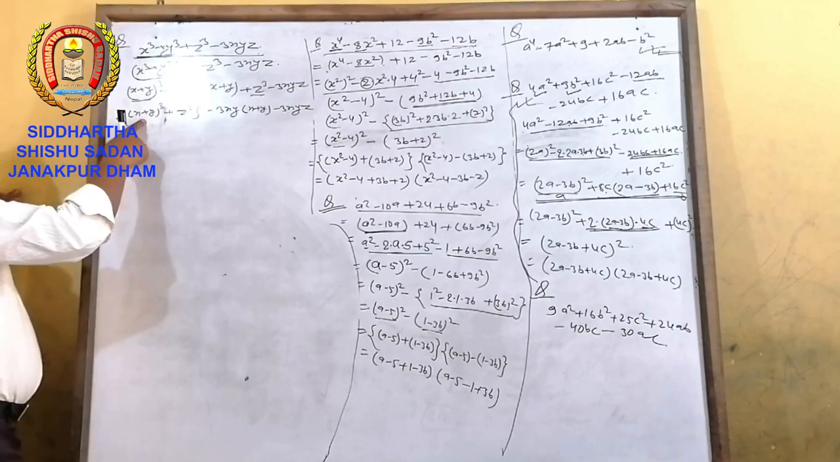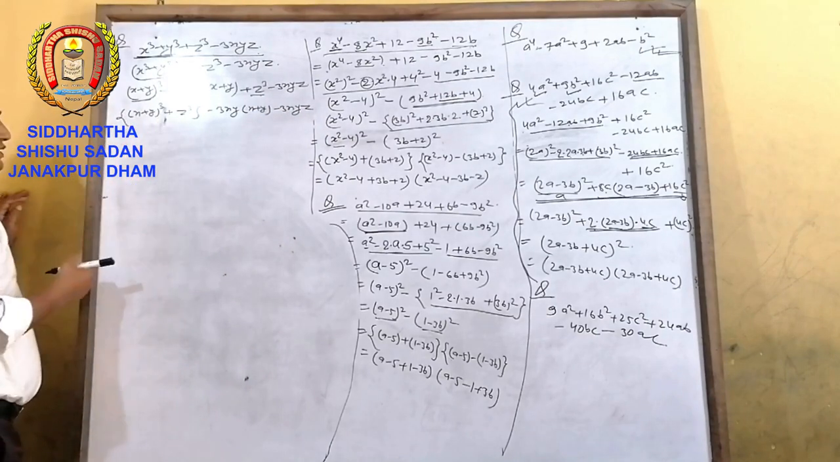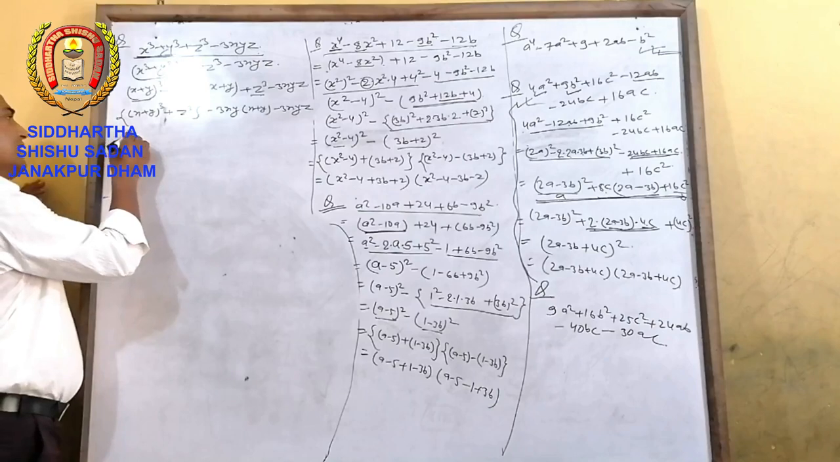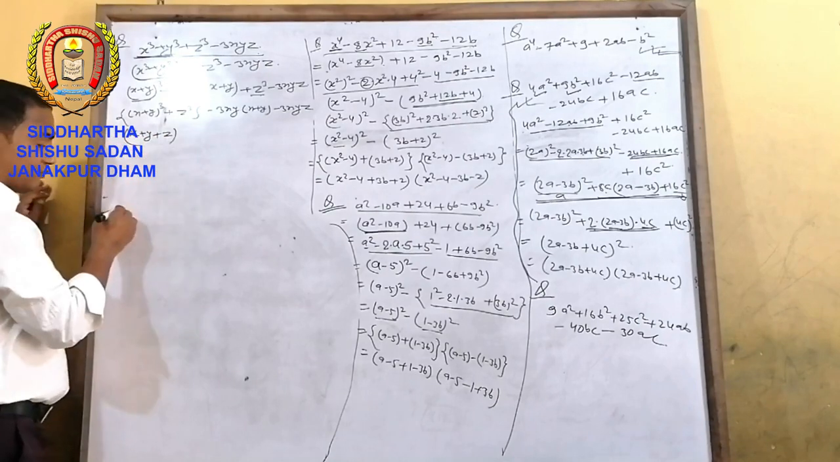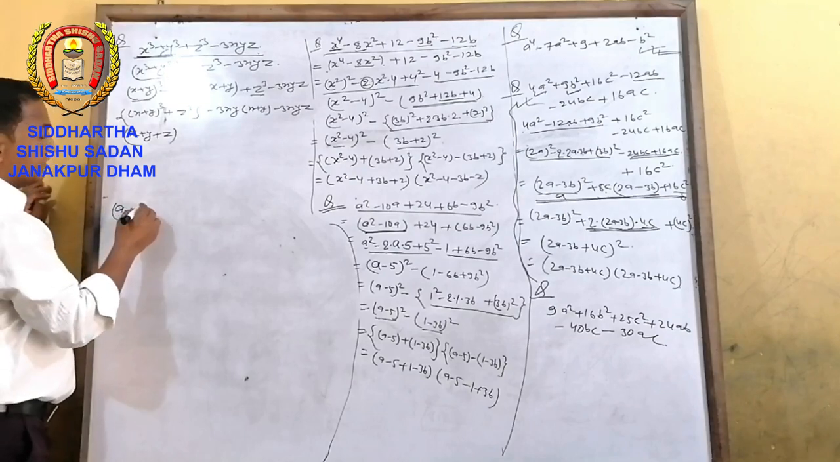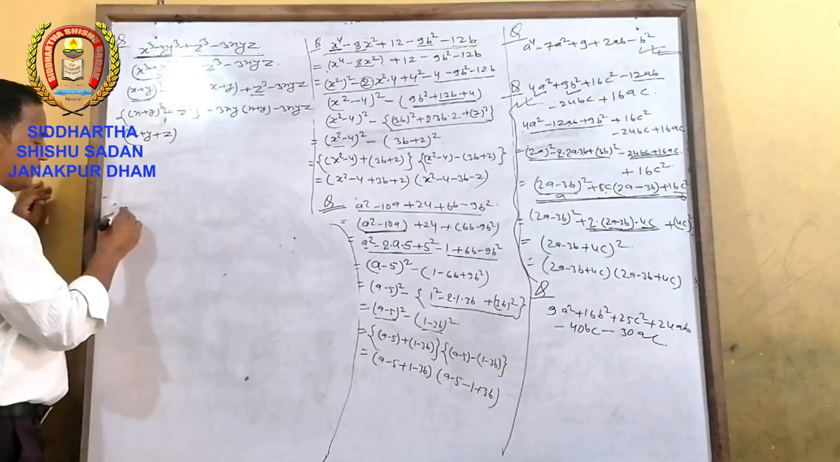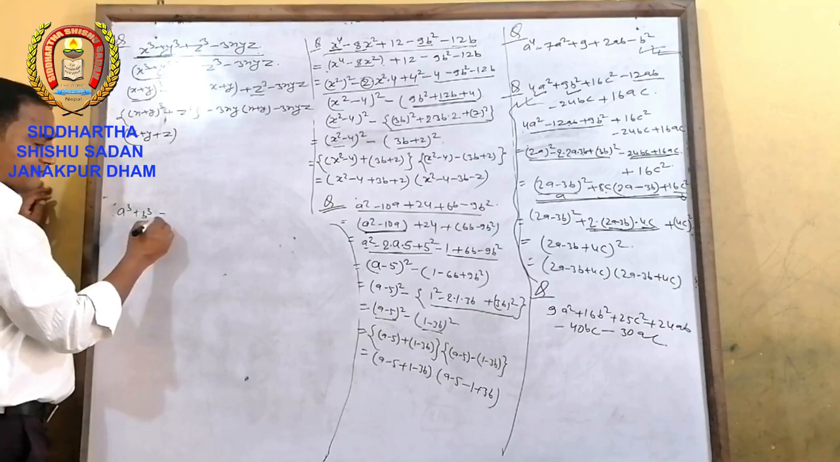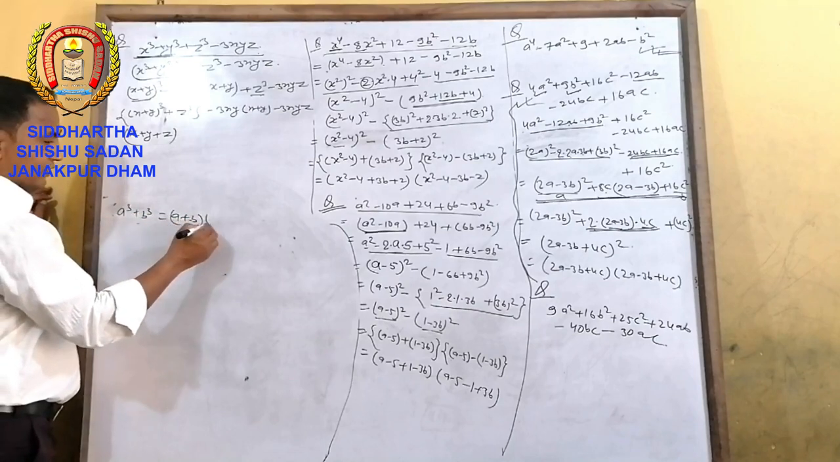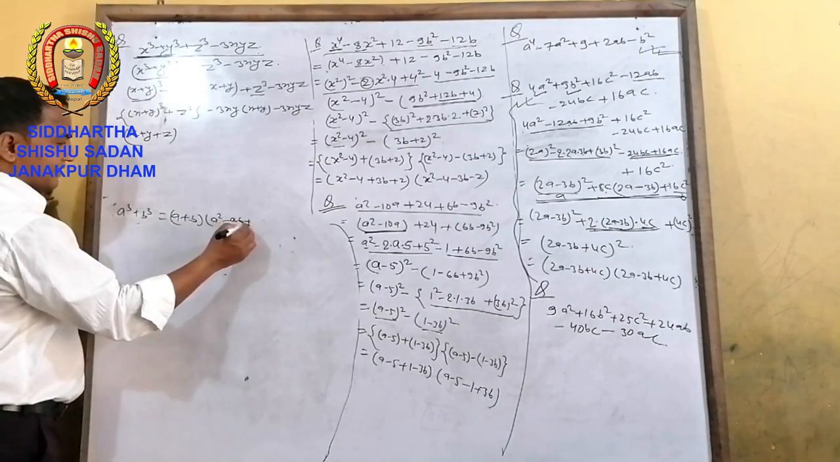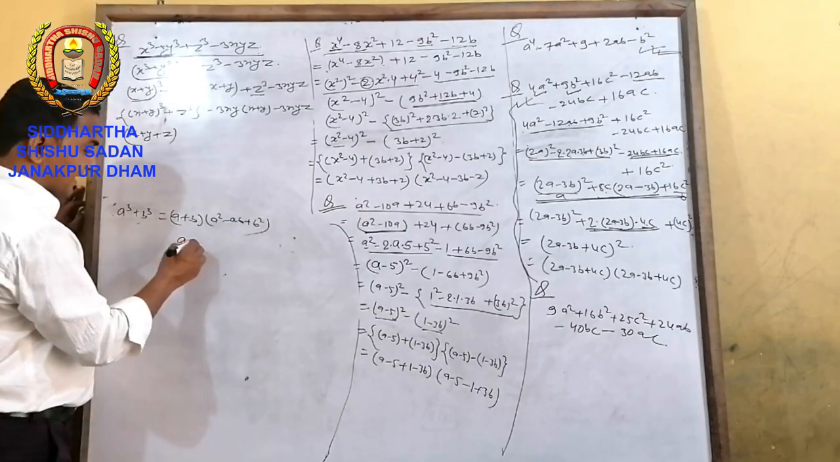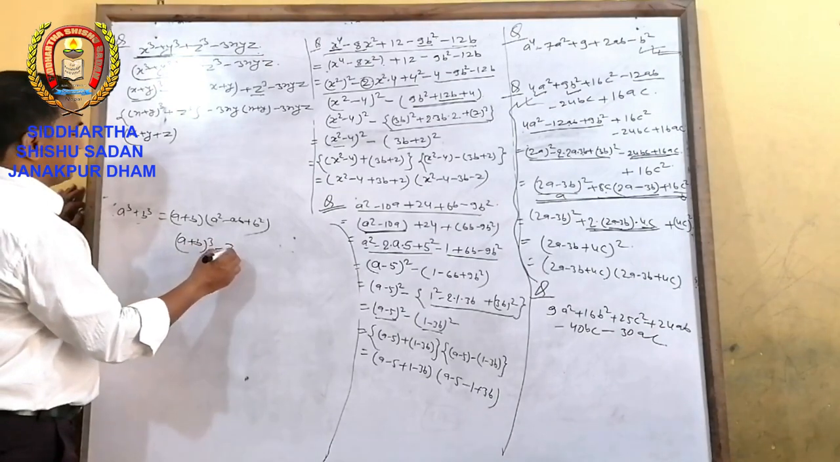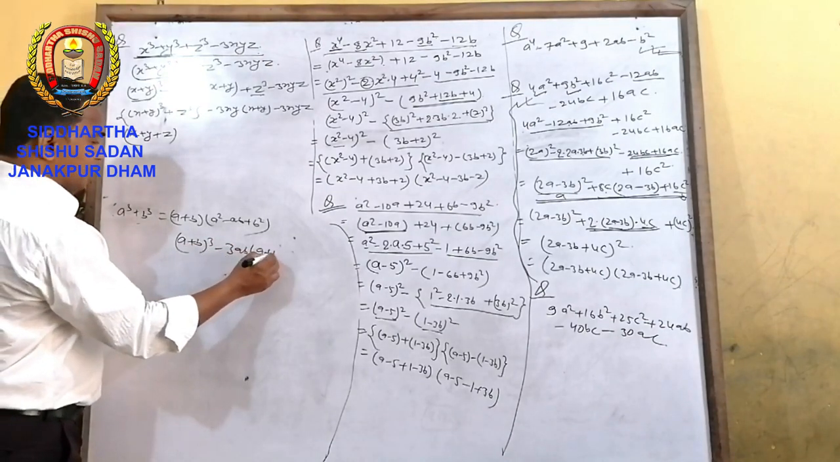Now it is in the form of a cube plus b cube. Here a is x plus y, b is z. What is the formula for a cube plus b cube? a plus b whole into a square minus ab plus b square. And the next formula, a plus b whole cube minus 3ab into a plus b.